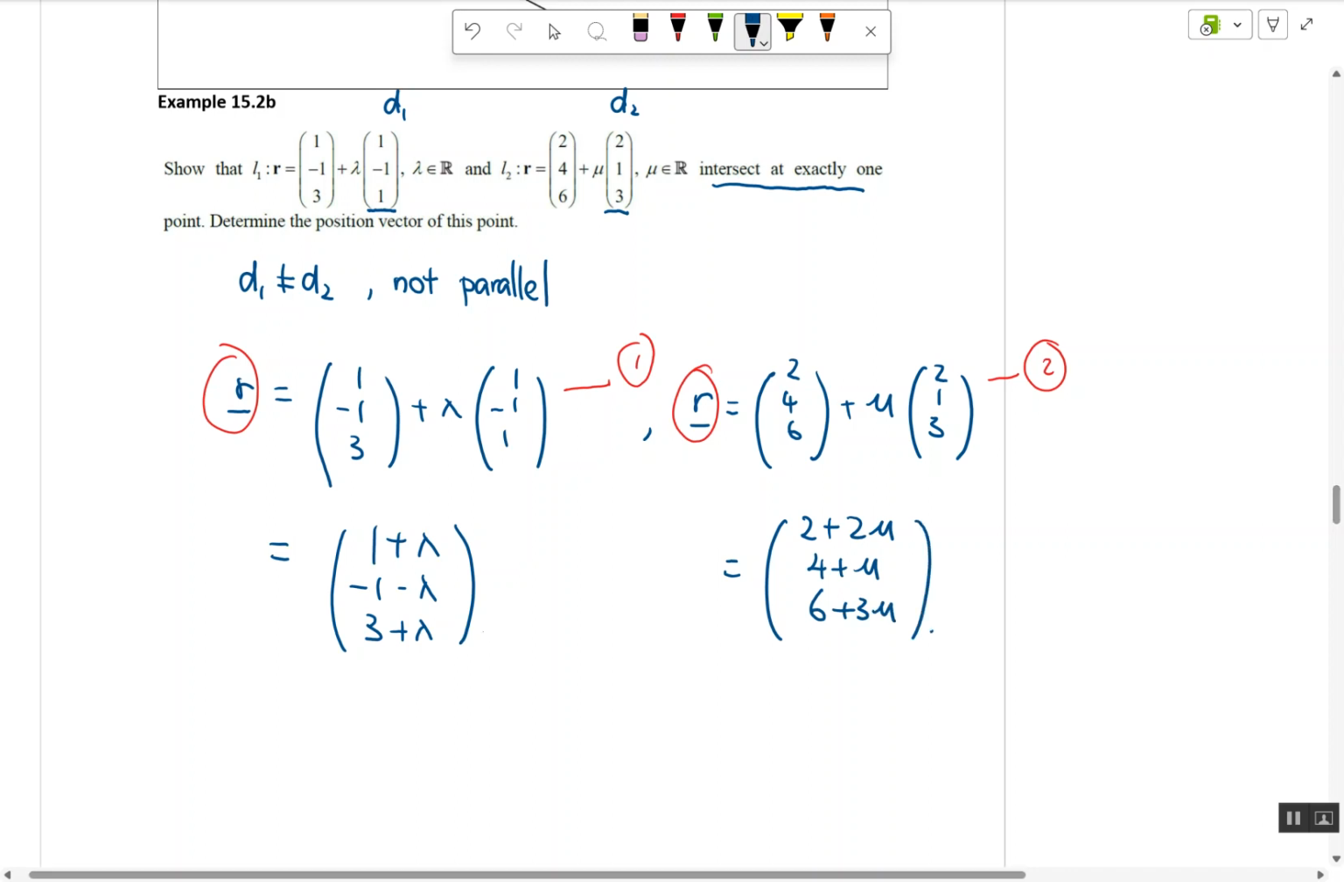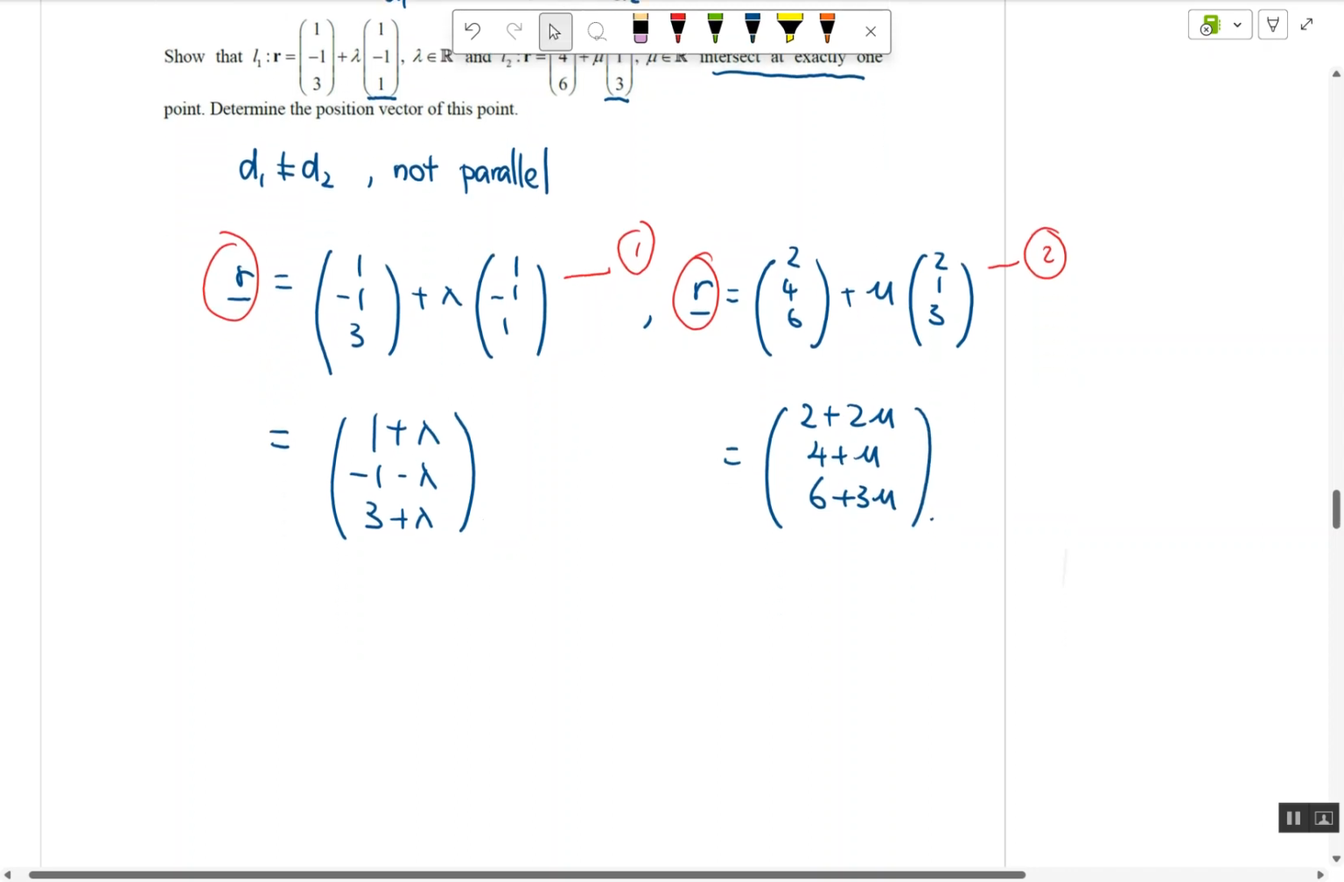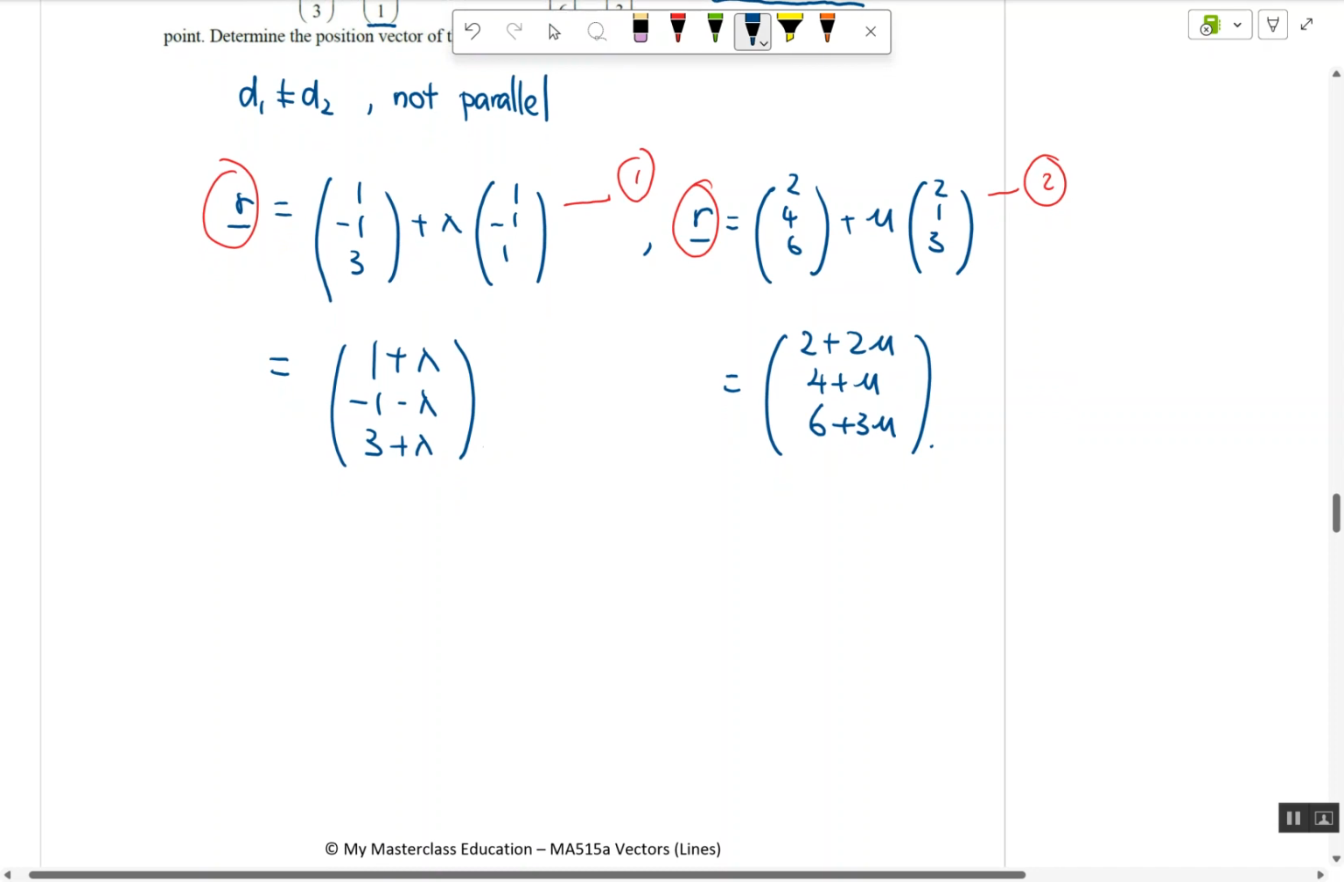In order to find the point of intersection, it's like solving a simultaneous equation. I say that (1 plus lambda, -1 minus lambda, 3 plus lambda) is equal to (2 plus 2 mu, 4 plus mu, 6 plus 3 mu). So our job is to form a system of equations.